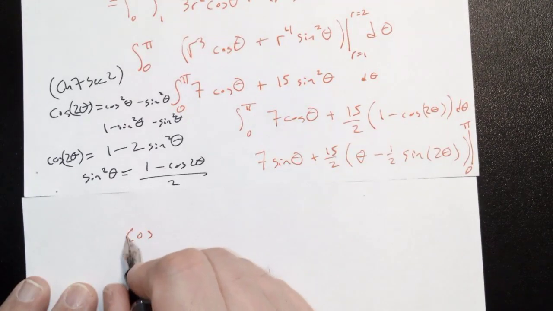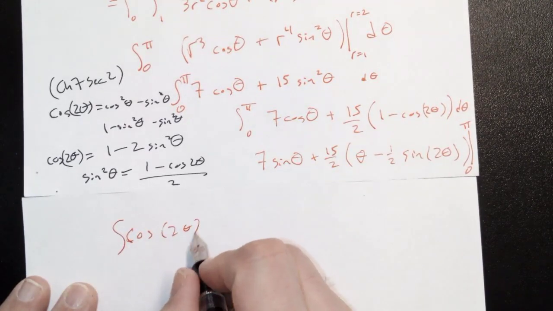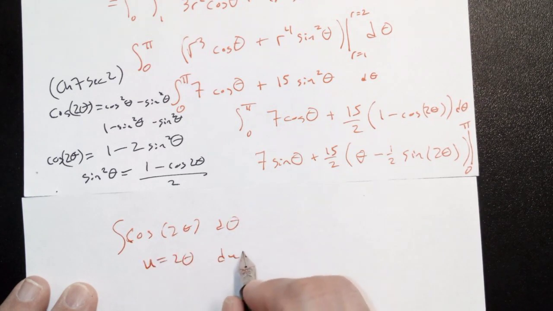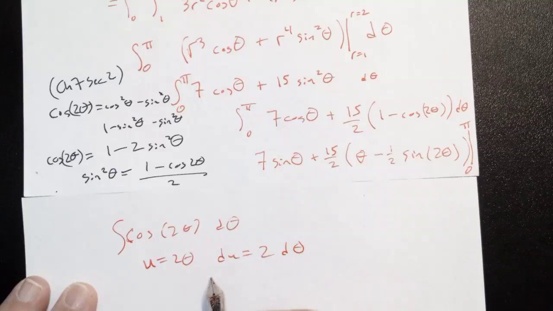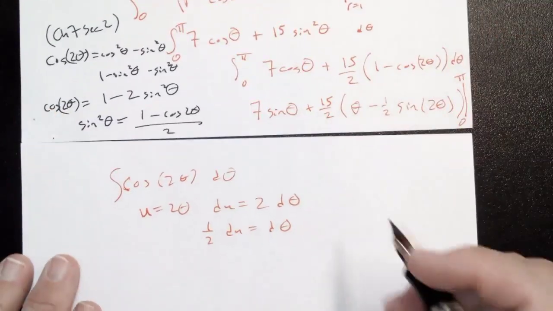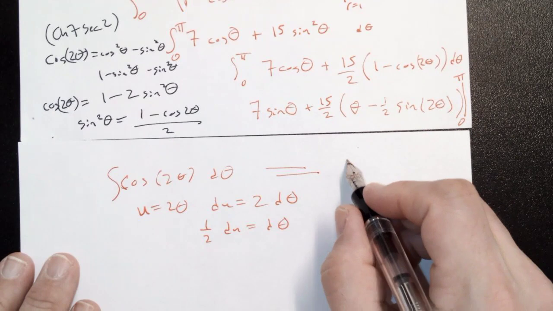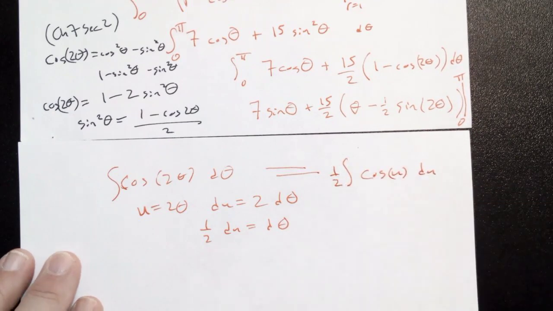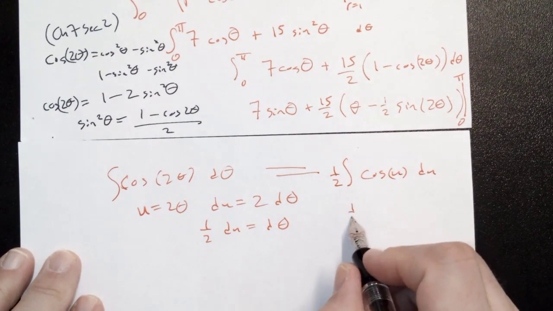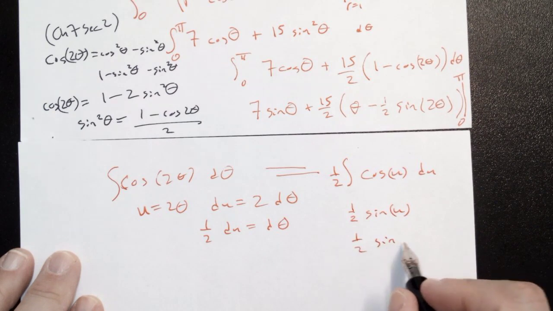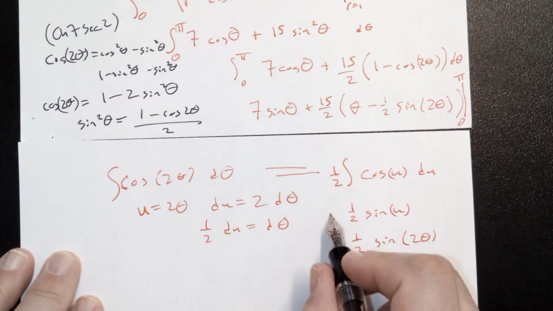Cosine of 2 theta d theta, u equals 2 theta, du equals 2 d theta. I don't have a 2. 1/2 du is d theta. So this becomes the integral of cosine of u du with a 1/2 out in front. 1/2 sine u. So that's 1/2 sine 2 theta.